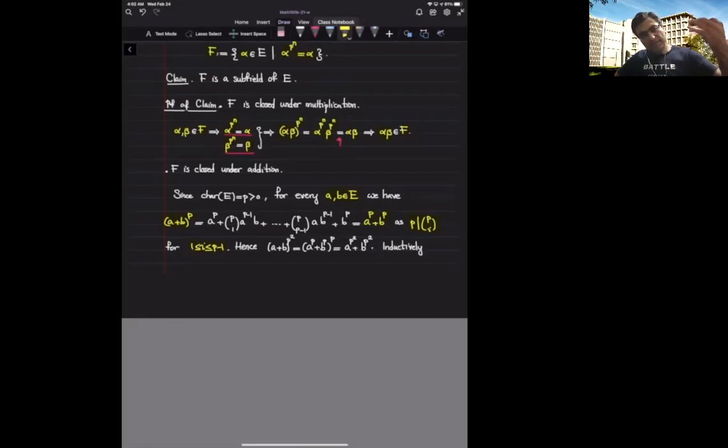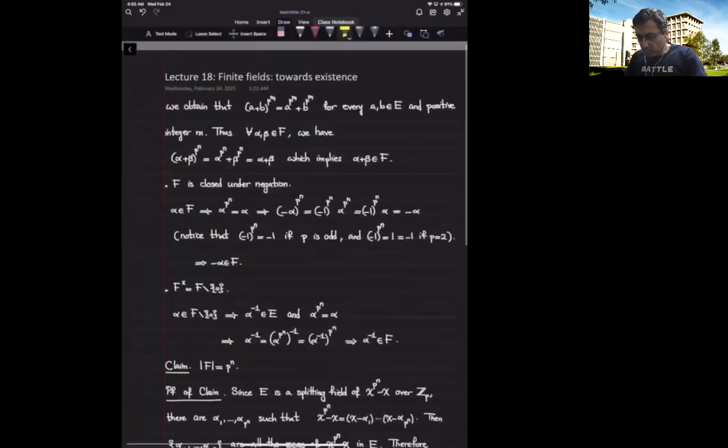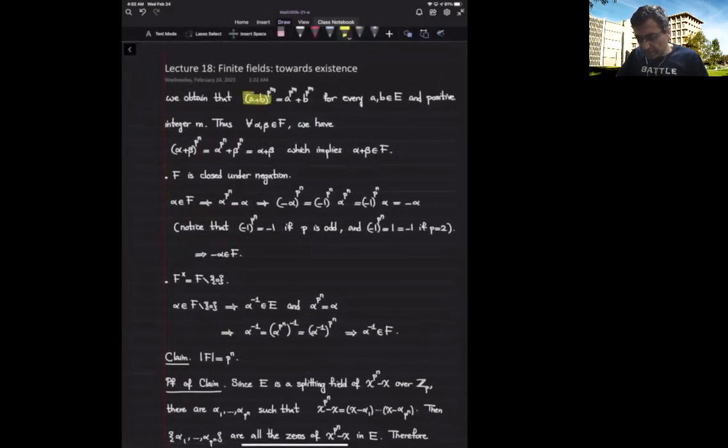Now if I raise both sides to the power p, I end up getting that it is (a plus b) to the power p squared, and on the other side I get (a to the p plus b to the p) raised to the power p. But again, using the same equality, I get that it is a to the p squared plus b to the p squared. I can use this again and again, and I get that the same equality holds for every a and b and every positive integer m, that (a plus b) raised to the power p to the m is a raised to the power p to the m plus b raised to the power p to the m.